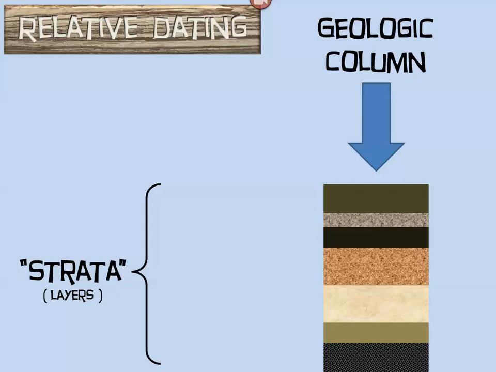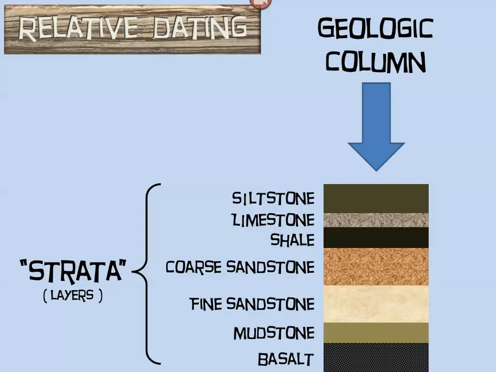So if you take a little chunk of a cliff, for instance, or sedimentary layers like this, we call that the geologic column, and you can go through there and label kind of what each of those things are, whether they're siltstone or limestone or shale or various grittiness of sandstone and so forth. And that's the geologic column. And in that geologic column, you might find fossils.